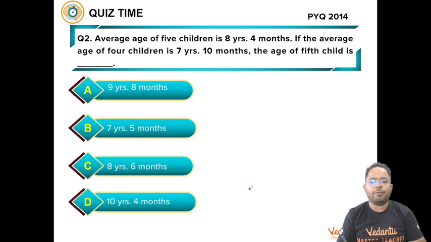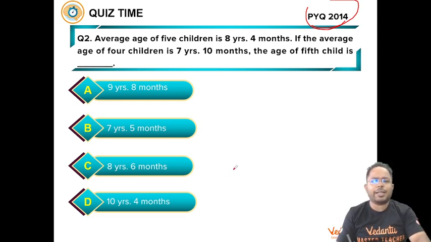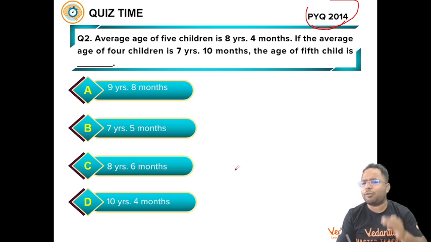Average age of 5 children is 8 years, 4 months. And if the average age of 4 children is 7 years, 10 months, the age of the 5th child is how much? It's a question based on average, and again a 2014 question. Come on, solve, students. Average age of 5 children is 8 years, 4 months. If the average age of 4 children is 7 years, 10 months, what is going to be the age of the 5th child? Click on the pause button, solve it, and write in the chat box.